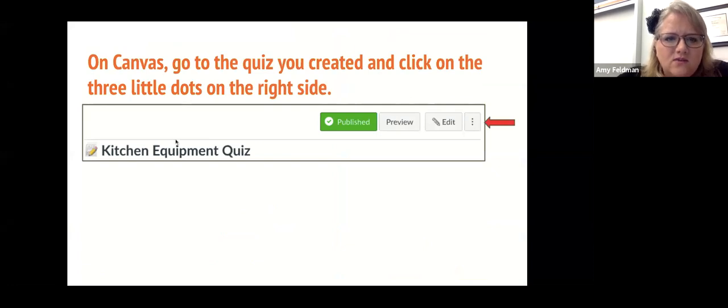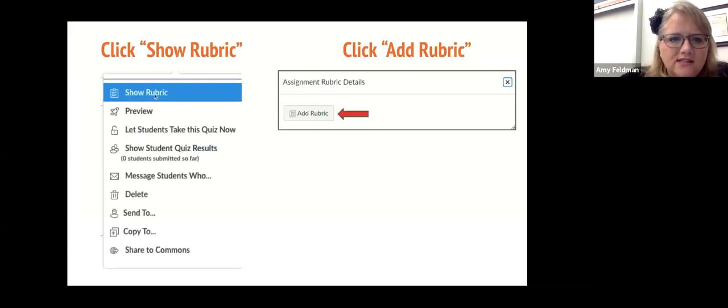So on Canvas, we have this vocab quiz. I created a kitchen equipment quiz, right? On Canvas, go to the quiz you created and click on the 3 little dots on the right side, which are right here by edit. So the quiz is already created. Everything's ready to go. You've edited it. You've added your questions. These are all multiple choice questions, matching questions, and identify questions, okay? So you click on the 3 little dots. It'll say show rubric. Well, you haven't made one yet, but you still have to click on show rubric. Then it will say add your rubric, okay?